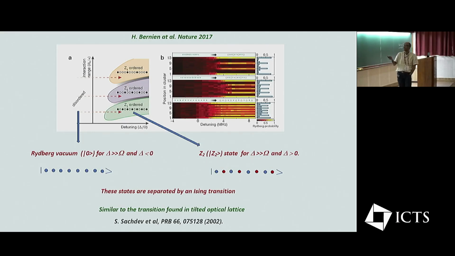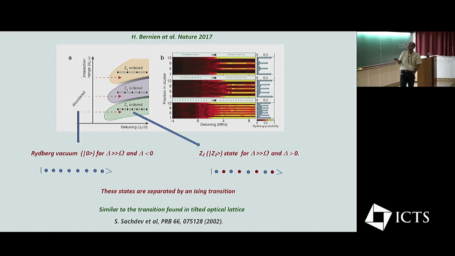So this leads to a Z2 ordered state. If you increase the interaction a lot more, when Rydberg excitations at two neighboring sites are forbidden, you can get to a Z3 ordered state and so on. Okay, and the Rydberg vacuum is a state at small detuning or negative detuning, where these Rydberg atoms are preferentially in their vacuum state.